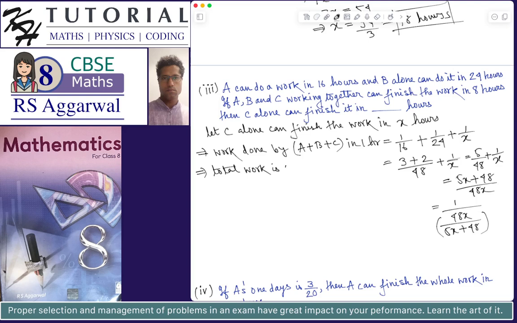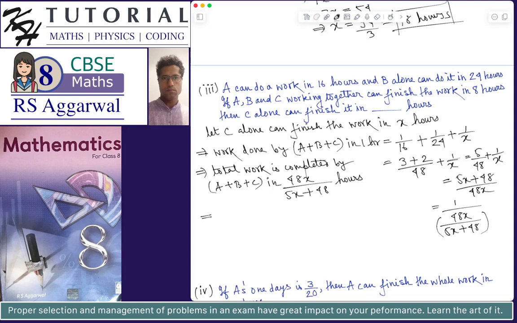This means that the total work is completed by A plus B plus C in 48x by 5x plus 48 hours.